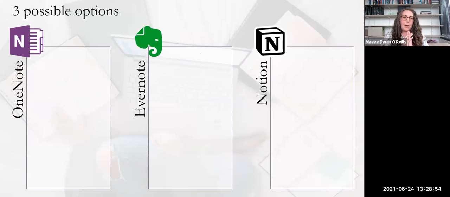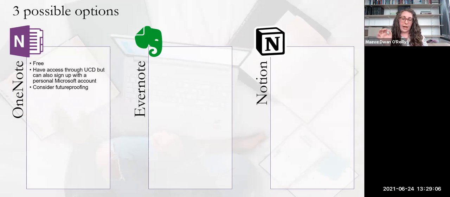Okay, there are billions of note takers, but I've picked 3 to think about. So first, OneNote. You'll notice from the logo, it is Microsoft, it is free. You can access it through UCD. However, because it's free, you can also use a personal Microsoft account and still have the same access. If you do use your UCD one, you obviously can sync with your UCD OneDrive and all of that.